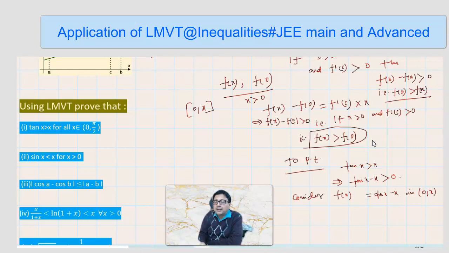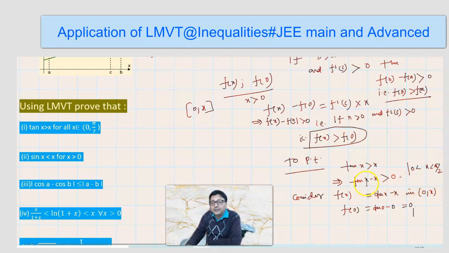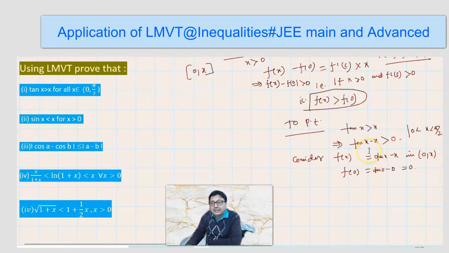In this interval, obviously x belongs to 0 to pi by 2, that is x is greater than 0 and less than pi by 2. That we will keep in our mind. Throughout this interval the tan x function is positive, and x is also positive. But to prove this greater than 0, we notice one important thing, that f(0) here is tan 0 minus 0, which is equal to 0. So you can take the help of Lagrange's mean value theorem, by taking f(x) as tan x minus x.